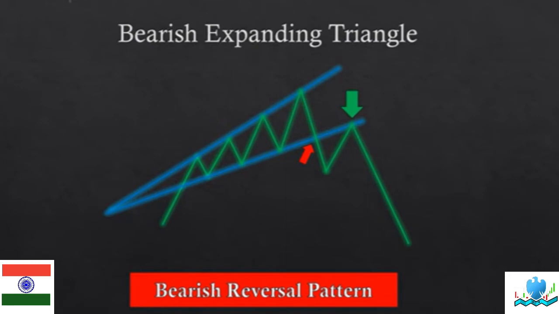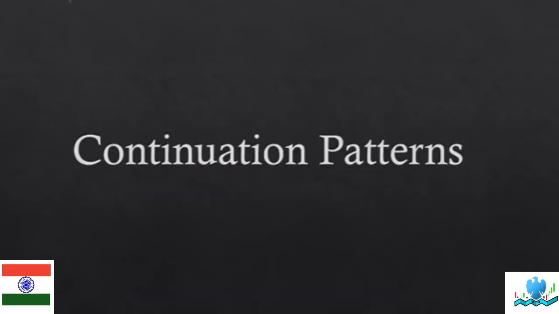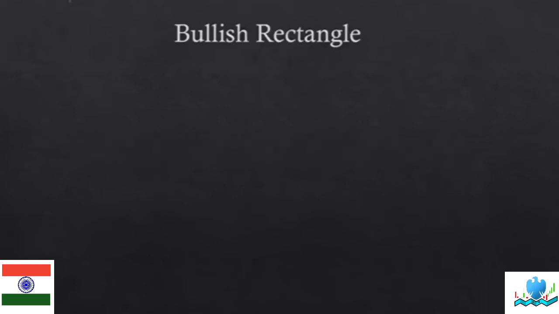This covers the reversal chart patterns, so now we'll move on to the continuation chart patterns. We'll start with probably the simplest continuation chart pattern, which is called rectangle. We have a bullish and a bearish variant. Let's begin with the bullish rectangle first.